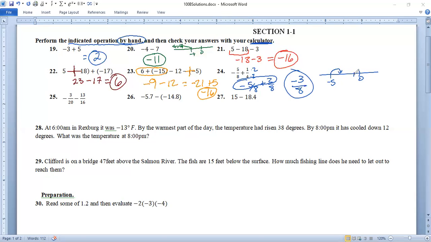If we numbered them 1, 2, 3, 4, 5, negative 5, and then adding 2 puts us right back up there at negative 3. Okay, number 25.